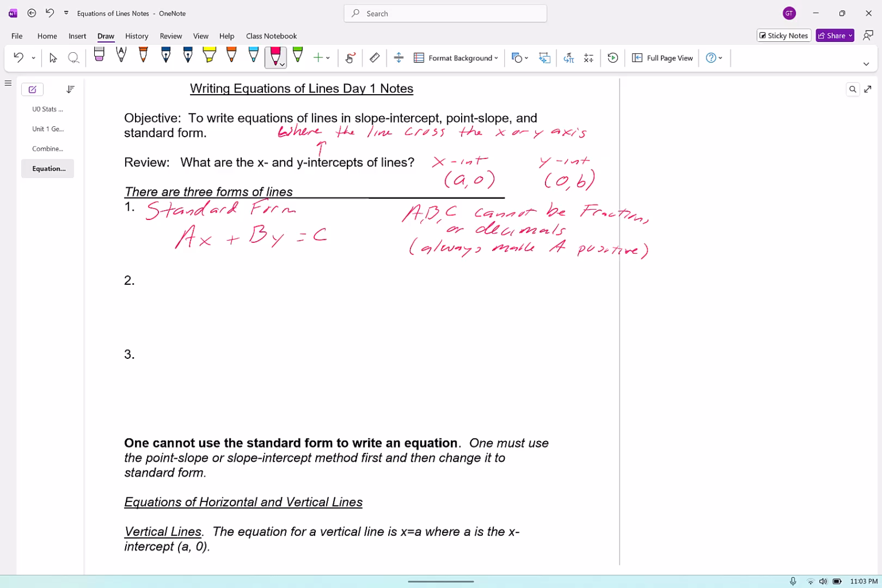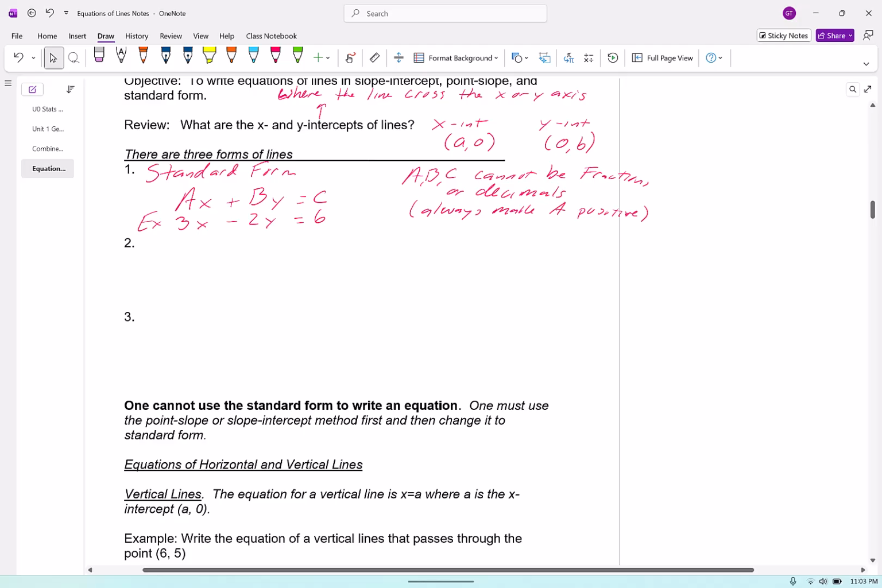But an example of what this could be is something like 3x minus 2y equals 6. Okay, so even though the form is Ax plus By, it could be a minus in there as well. So that doesn't change what it is. All right, so that's standard form.